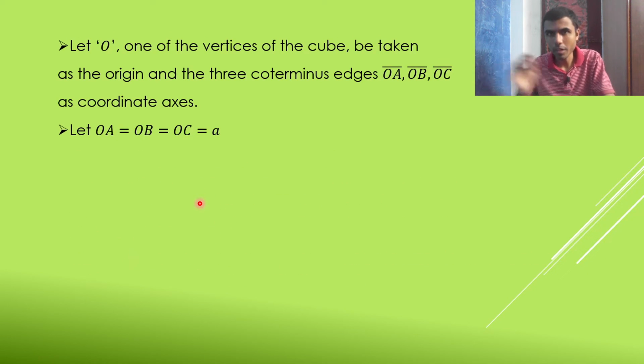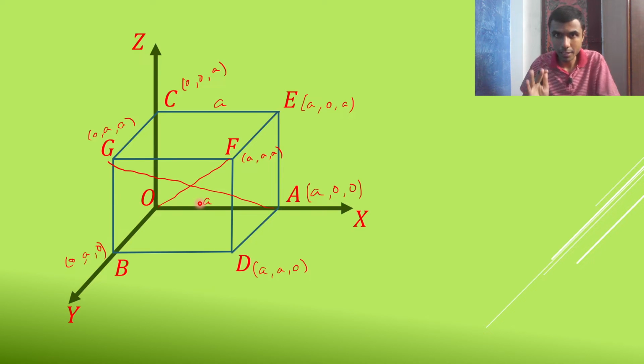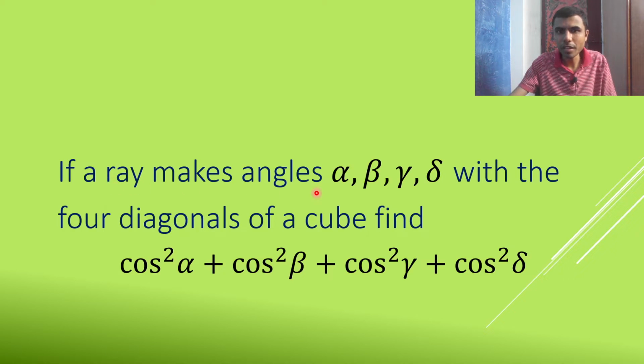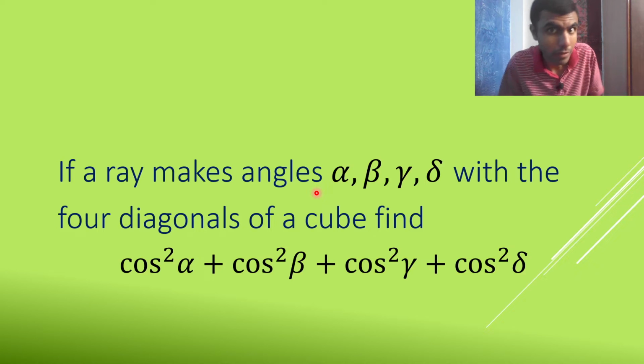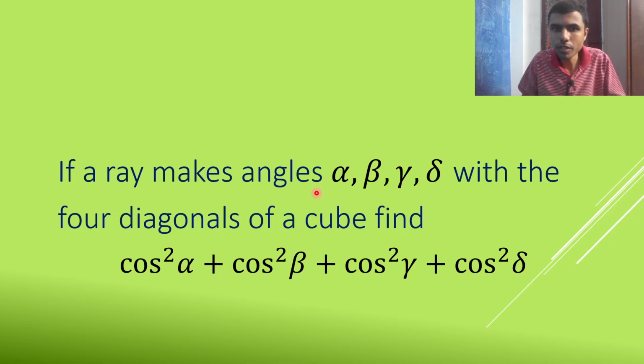Now let's come to our question. This was introduction, we did not do anything related to the question up till now. If a ray makes angles alpha, beta, gamma, delta with the diagonals of a cube, then we have to find out cos square alpha plus cos square beta. Fine. So there is a ray which is making angles with 4 diagonals of a cube.